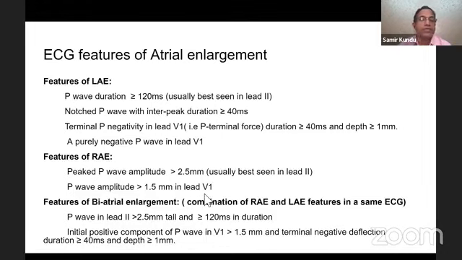Features of biatrial enlargement, as a combination of two atrial enlargements in the same ECG. Here, the P wave in lead 2 has amplitude increased more than 2.5 millimeters and duration more than 120 milliseconds. In case of V1, the positive portion, that means the right atrial part, is more than 1.5 millimeters, and the negative terminal force is more than 1 millimeter in depth and more than 40 milliseconds in duration.